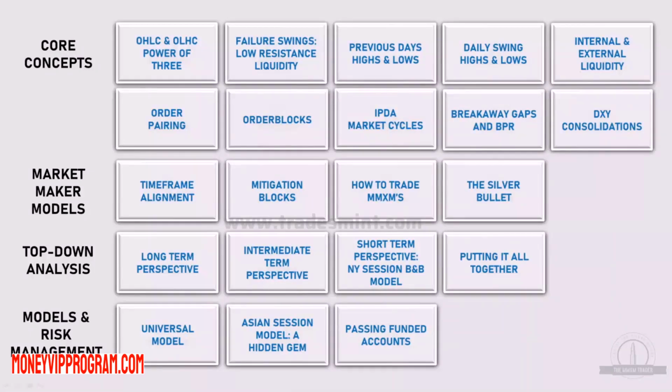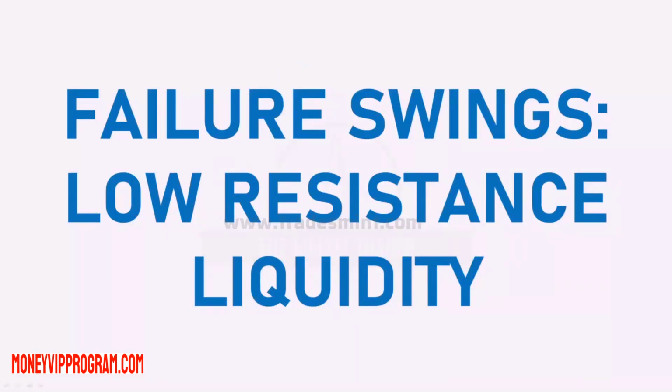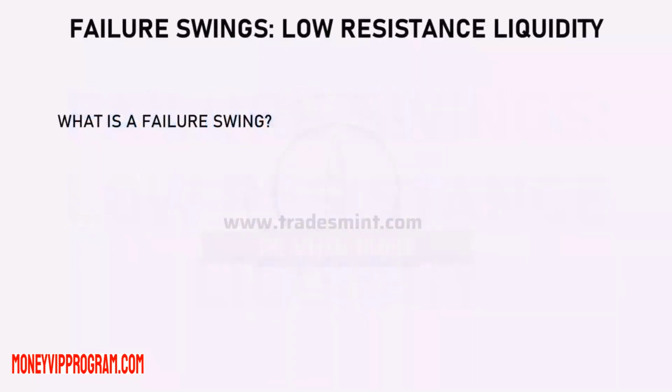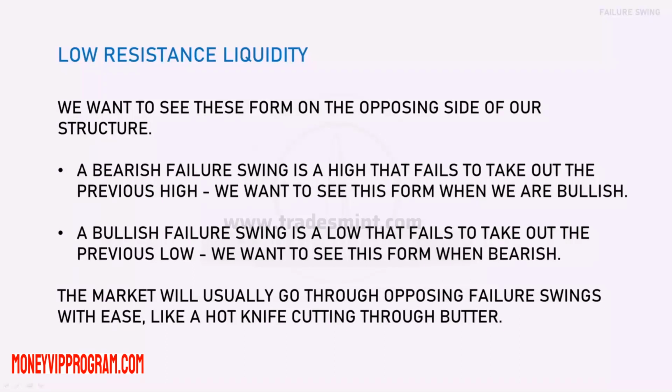Now that we went over our first lesson about power of 3, let's move on to the second lesson, which is about failure swings, low resistance liquidity. Now, first of all, what is a failure swing? A failure swing is a swing high that fails to take out another swing high, or a swing low that fails to take out another swing low. So this is low resistance liquidity, and we want to see this form on the opposing side of our structure.